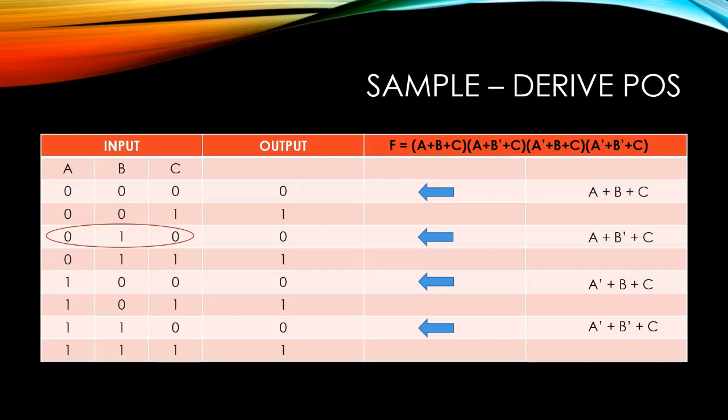So that's how easy to derive POS and SOP in a given truth table.